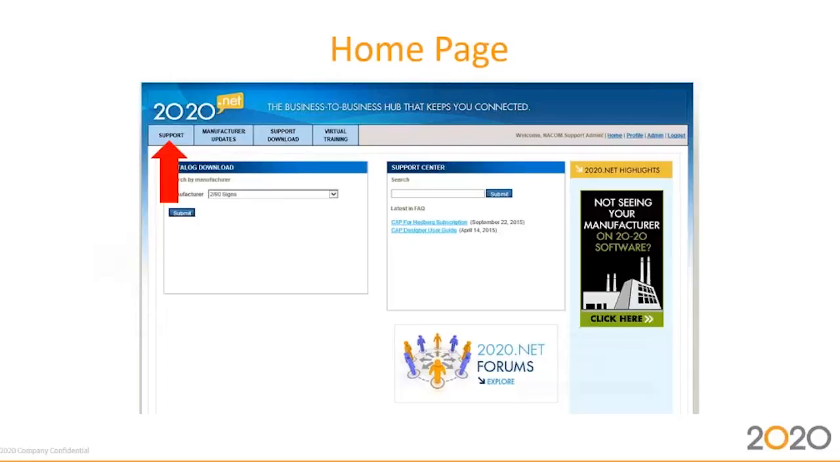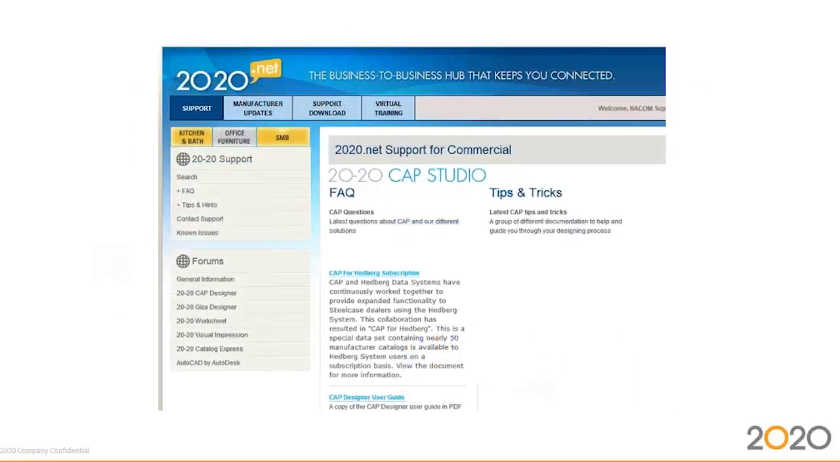So the first thing we're going to take a look at here is the support button. Like you see there, the red arrow clicked on support. So the next thing we're going to see is a support page. And this provides documentation in the form of best practices, frequently asked questions, user guides. There's also several small how-to type articles.